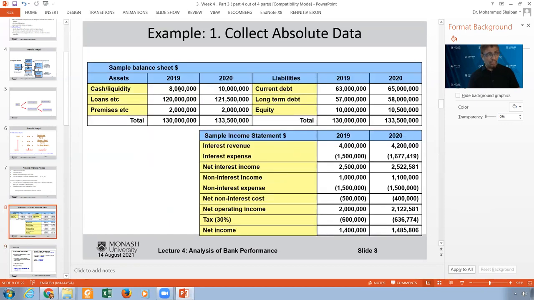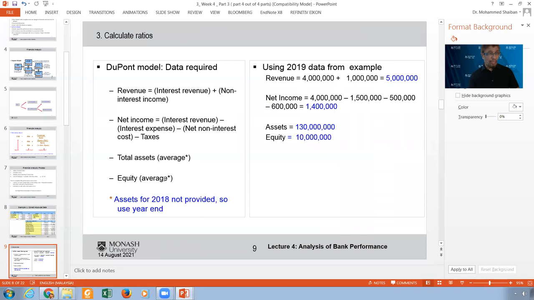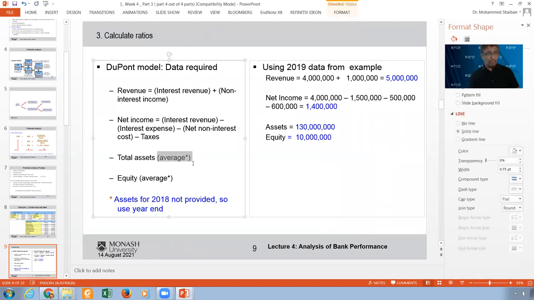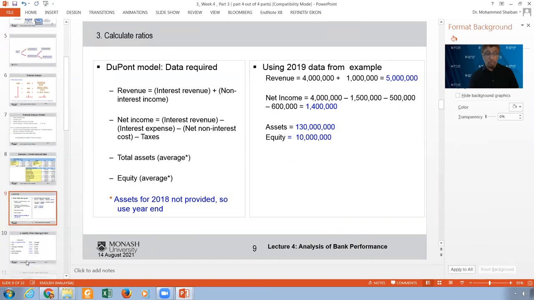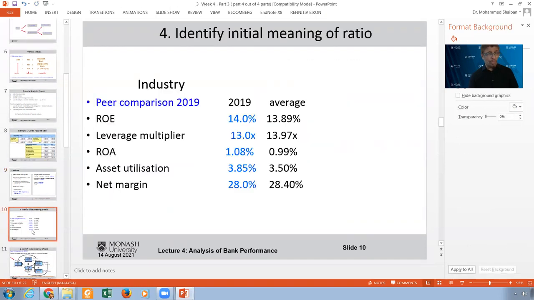I can take for 2020 and 2019 and make an average. But when I come and compare to 2019, I need 2018. I didn't bring 2018, so please take just the year end, which is the year end for 2019 and 2020. But to let you know, at this stage, when we do the calculation, actually we take an average of 2 years. Anyways, using 2019 data, we get these numbers, and we started now to do what? We started to compare with the industry, which is the peers.